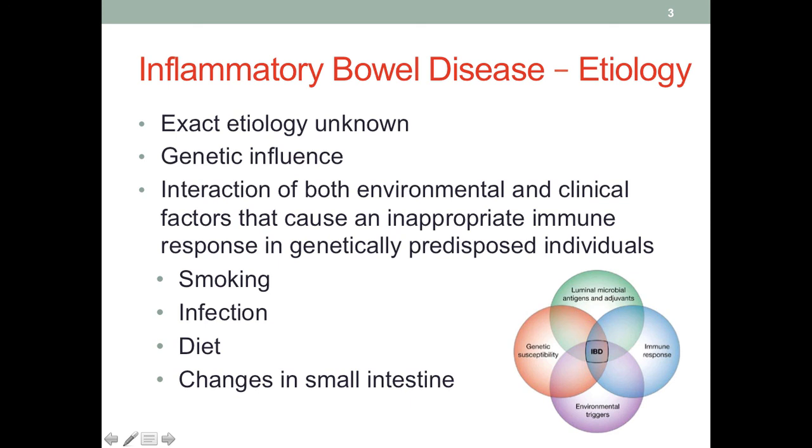The exact cause of IBD is not known. It seems that people who develop IBD have certain genetic predispositions, and when these individuals are exposed to certain factors, whether it is environmental or other clinical conditions, it causes an improper immune response in their own body. So this is an autoimmune response. These factors that trigger it can include smoking, infection, dietary factors, and certain changes in the small intestine.